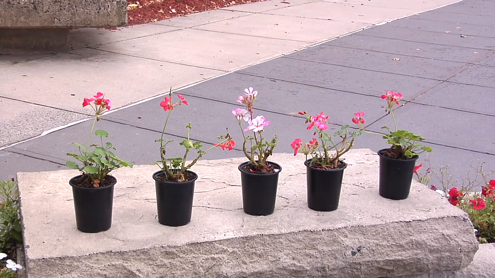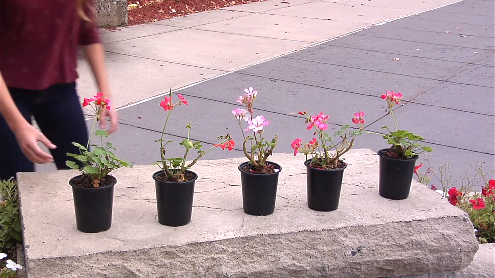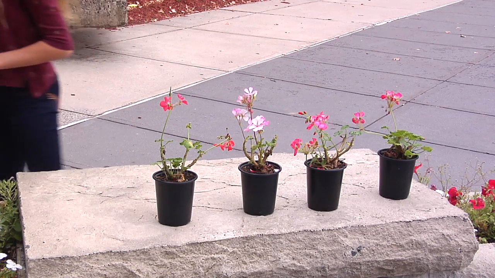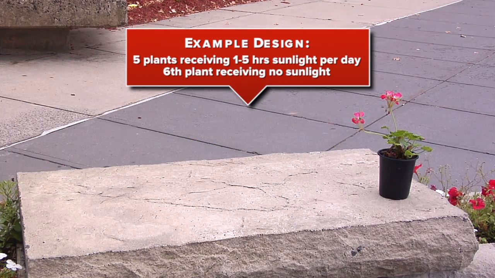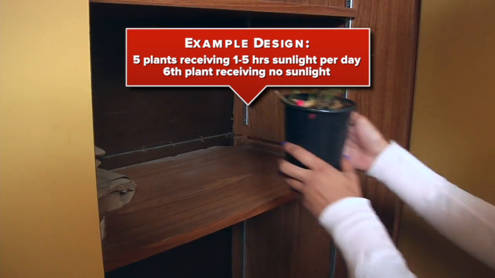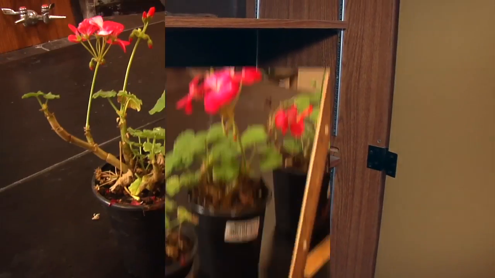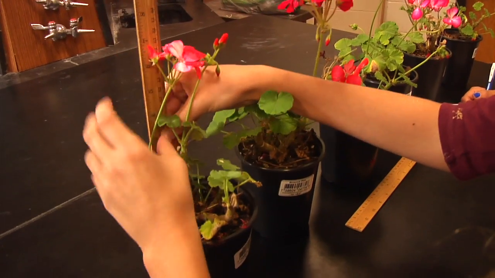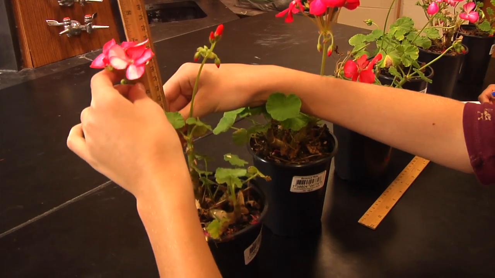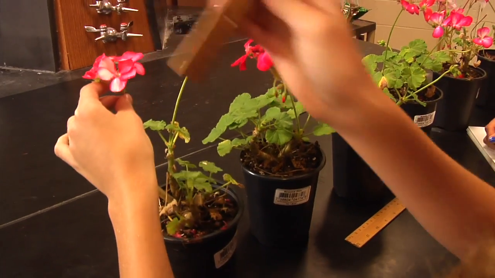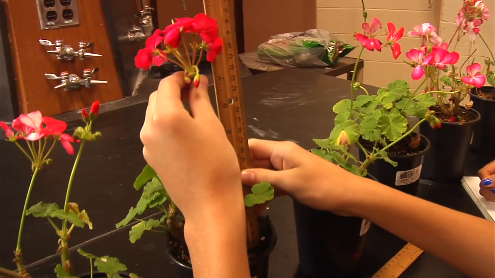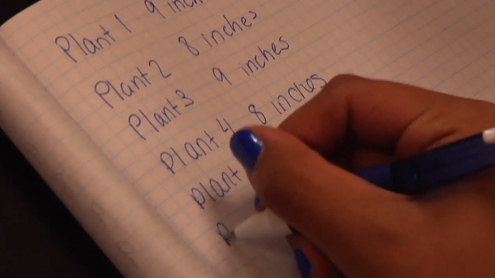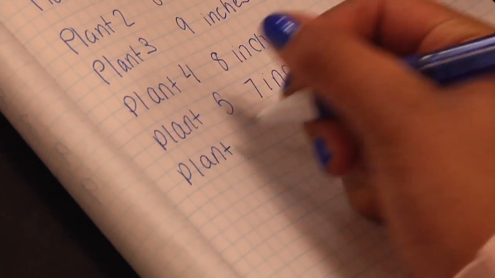To test the effect of sunlight on plant growth, the experiment could have several identical plants receiving different amounts of light each day. One design could be 5 plants each receiving 1 to 5 hours of sunlight per day, and a 6th plant receiving no sunlight. To obtain data on the dependent variable, the height of each of the plants would be recorded. Data on the independent variable would be the amount of sunlight the plants received. After observable change had been observed, the scientist would analyze the data to draw a reasonable conclusion about sunlight's effect on plant growth.